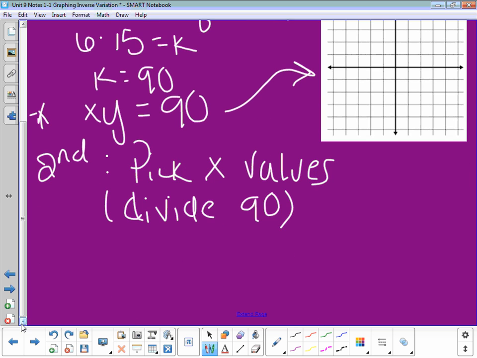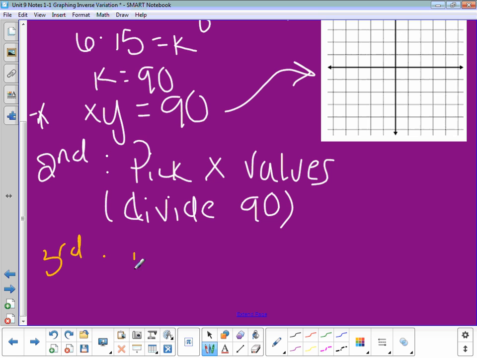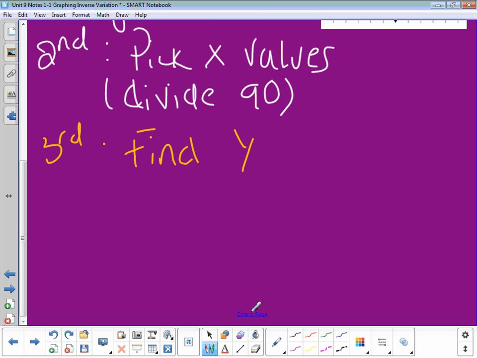So next, our third part that we have to do is we have to find the y values. So now we're going to plug in those x values. So let's start with -9. So I'm going to do -9y is equal to 90. So I plugged in -9 for x, and now I'm solving for y.